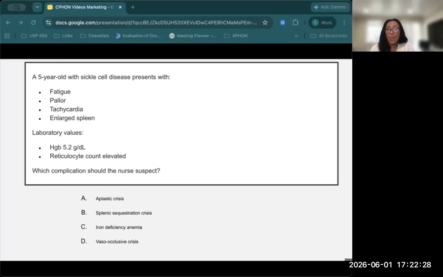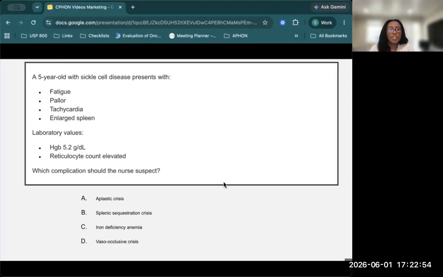So one thing I see quite often among nurses prepping for the CPHON exam, or even nurses who care for patients with sickle cell disease, is they can usually recognize vaso-occlusive crisis and acute chest syndrome. But when it comes to some of the less common acute complications, it can be harder for them to identify what the complication is and what's actually causing it. So let's walk through a quick test question.